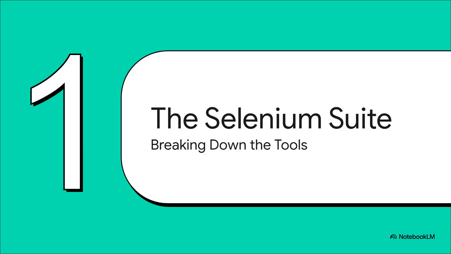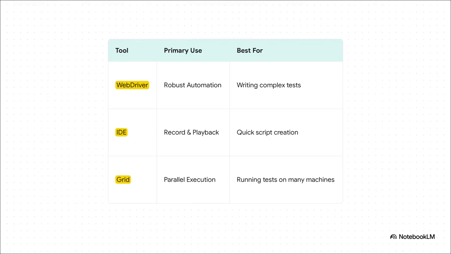See, Selenium isn't just one single program. It's actually more like a Swiss Army knife. It's a whole suite of different tools, and each one is designed for a very specific job. So let's break down the three big ones. In this toolkit, you've basically got three main players.